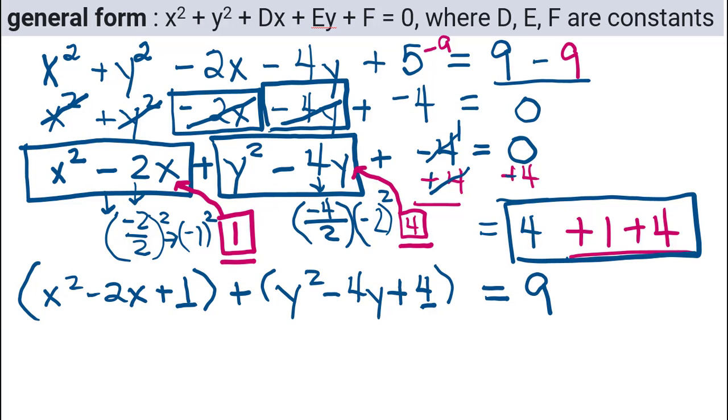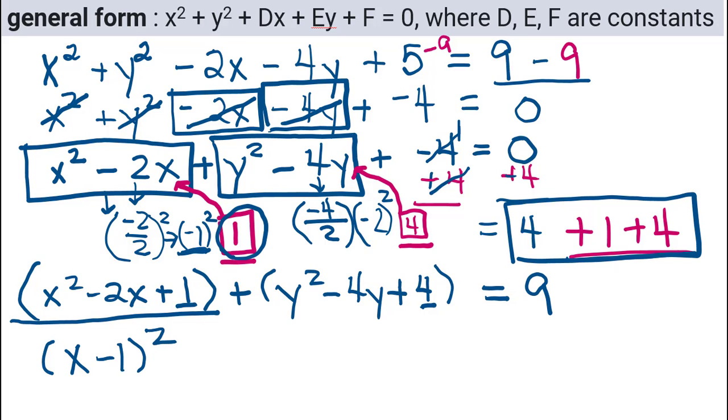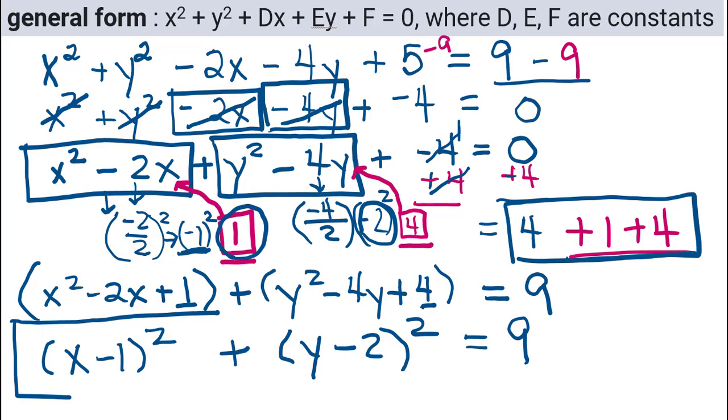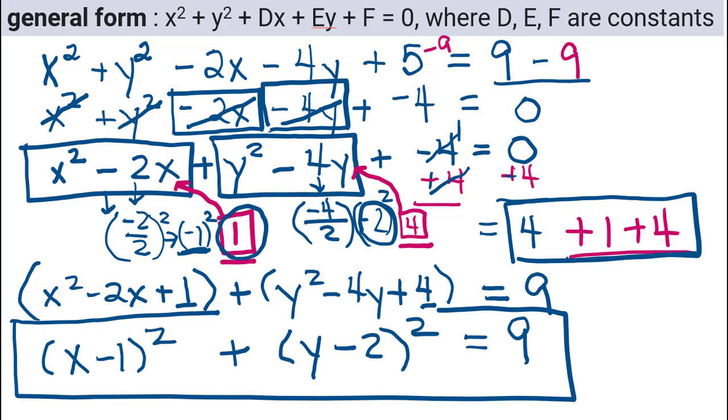All right, now all that's left here is to factor this. We already know we completed the square. To factor this, we're going to get x minus 1 squared plus y minus 2 squared equals 9.